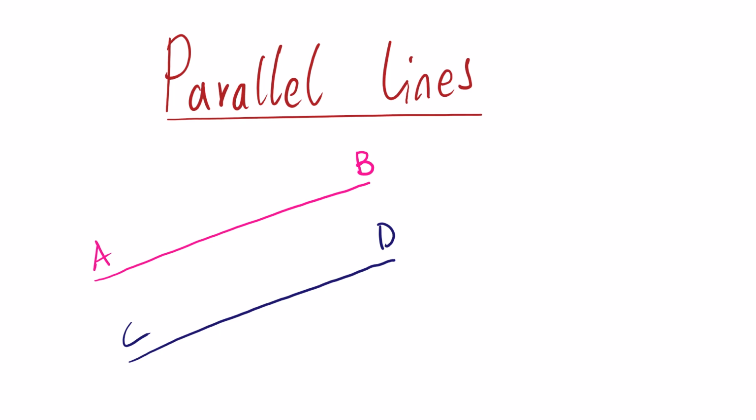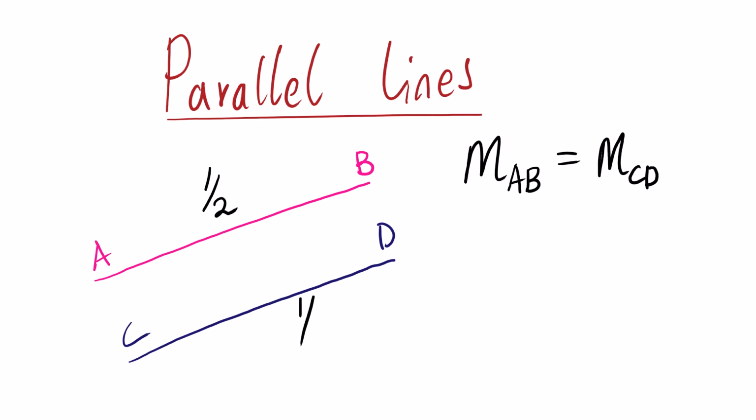Now what you need to know is that whenever we have two lines which are parallel to each other, their gradients will be equal. So let's say the gradient of AB is 1 over 2. You must know that the gradient of CD will also be 1 over 2. Why? Because they are parallel to each other. These two arrows, they indicate that the two lines are parallel to each other.